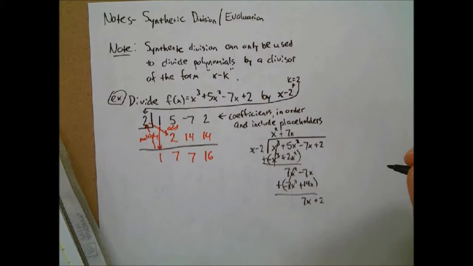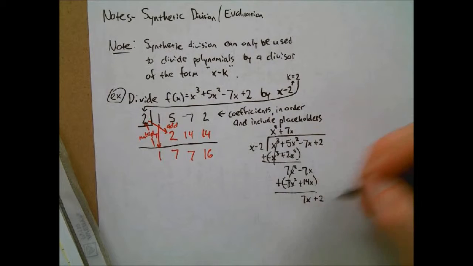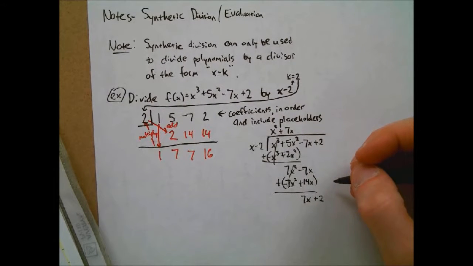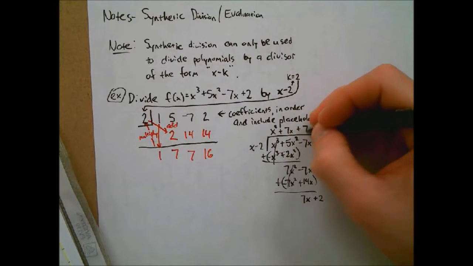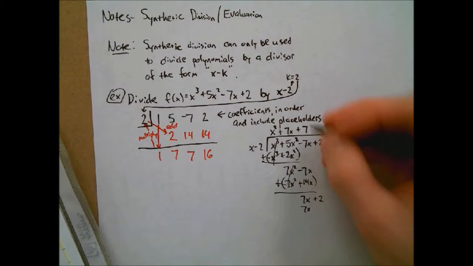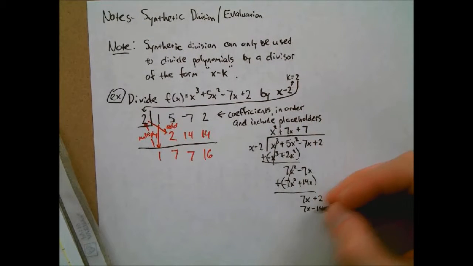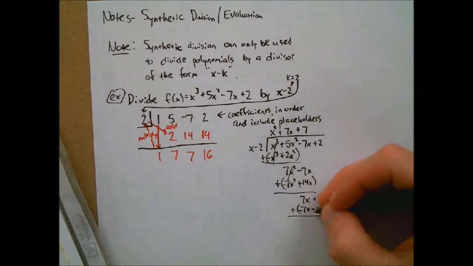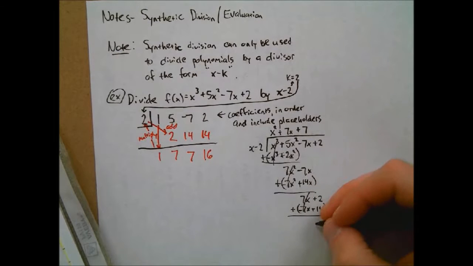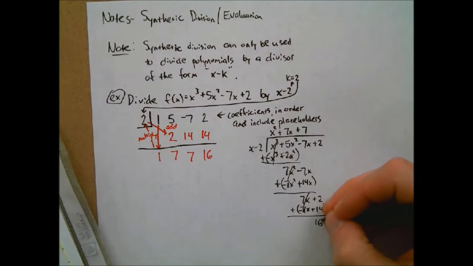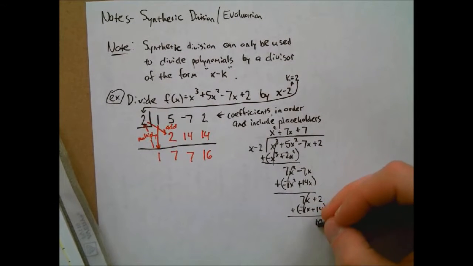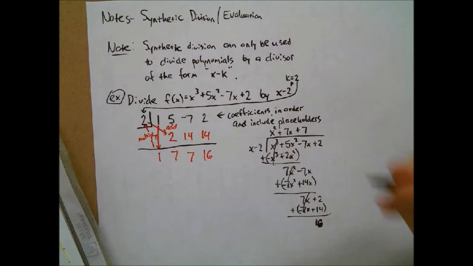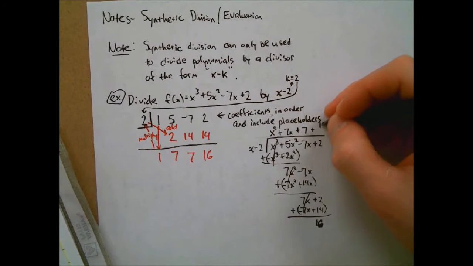What times x gives me 7x? 7. 7 times x is 7x. 7 times minus 2 is minus 14. Again, subtract the quantity, but I don't like subtraction, so I'm changing it to add the opposites. The 7x is canceled. 2 and 14 make 16. My remainder is 16. So plus 16 over x minus 2.